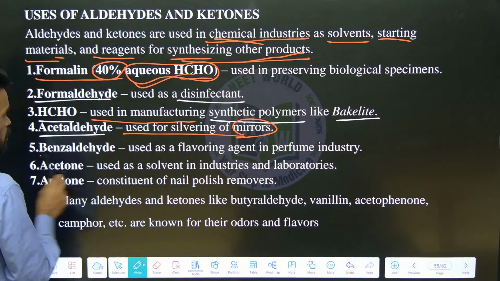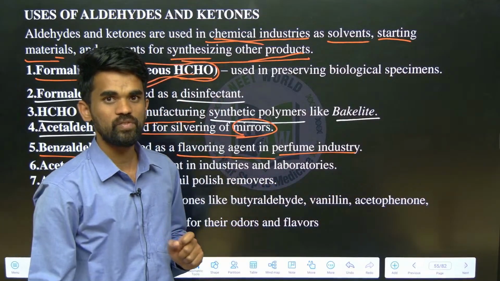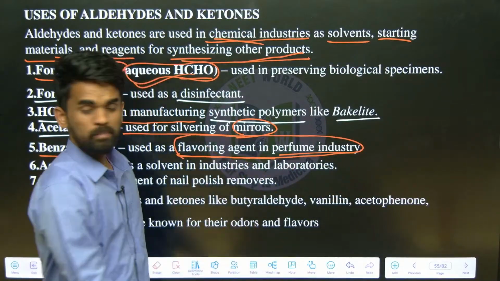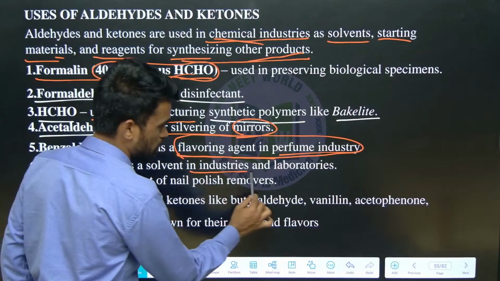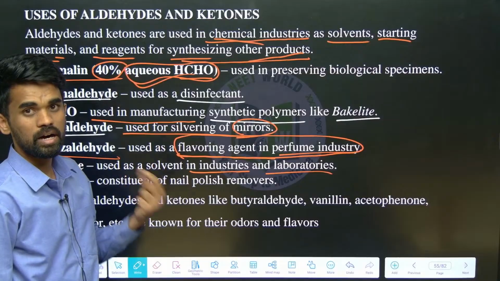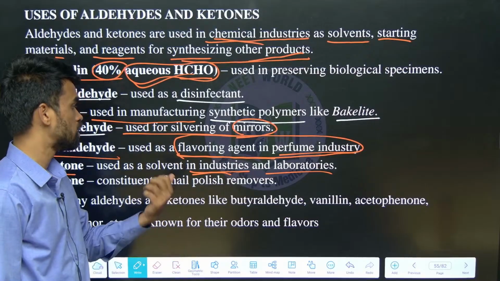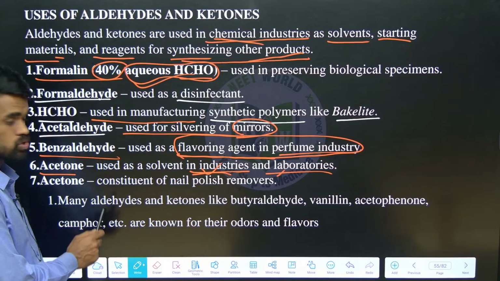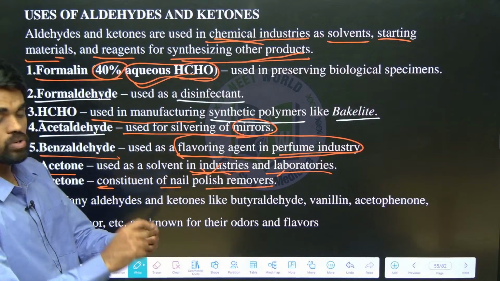Benzaldehyde is used as a flavoring agent in the perfumery industry. Next, acetone is a solvent used in industries and laboratories. As I just mentioned, acetone is one of the best examples of a polar aprotic solvent used in many organic chemical reactions. Acetone is also a constituent of nail polish removers; it is used to remove nail polish.